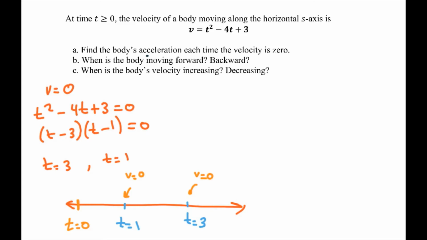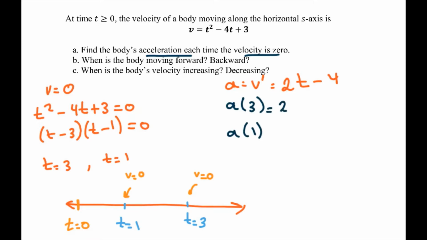Now, acceleration is basically the derivative of the velocity. So a equals the derivative of the velocity, and that's going to be 2t minus 4. Now, in order to find the acceleration when the velocity is 0, we need to find a3 and a1 by substituting in the function here. That's going to be 2 meters per second squared, and we can substitute also by 1, which is negative 2 meters per second squared.